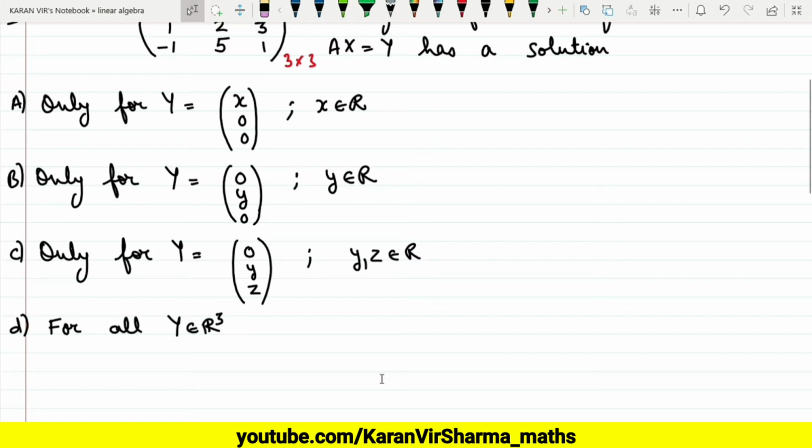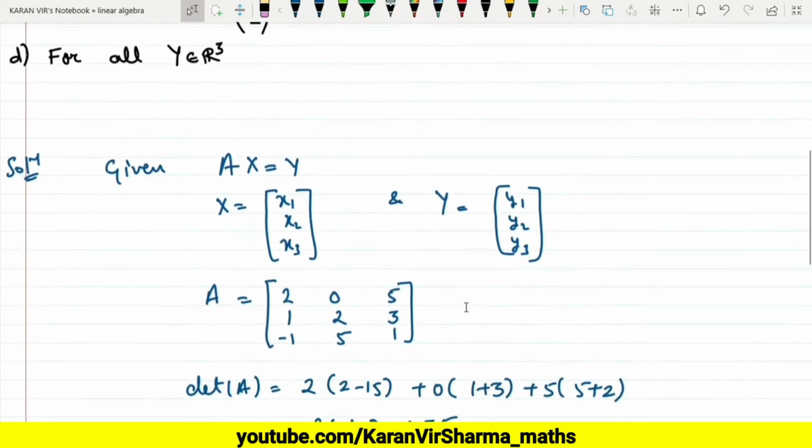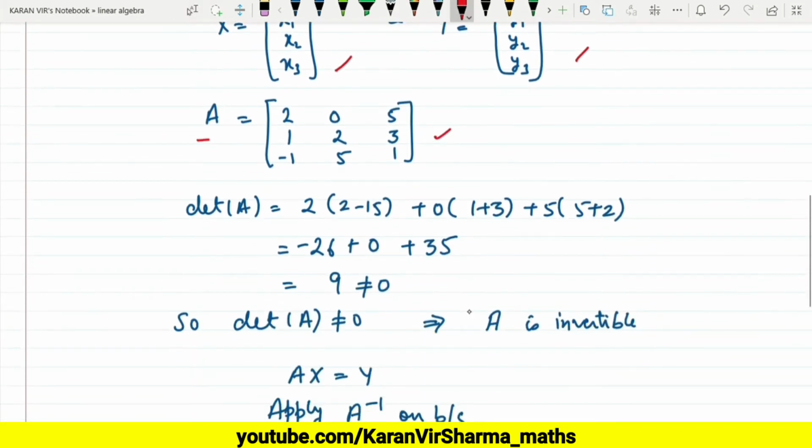So let's check. Now we are given Ax equals y. Let us take x to be x1, x2, x3, and let us take y to be y1, y2, y3. And now we have the matrix A which is given to us. So सबसे पहले हम क्या चेक करते हैं कि इसका डिटर्मिनेंट चेक करते हैं. So on calculating the determinant, it comes out to be 9, which is non-zero, and hence if the det is non-zero, it means that A is invertible.